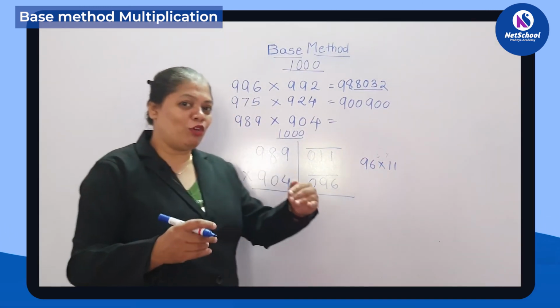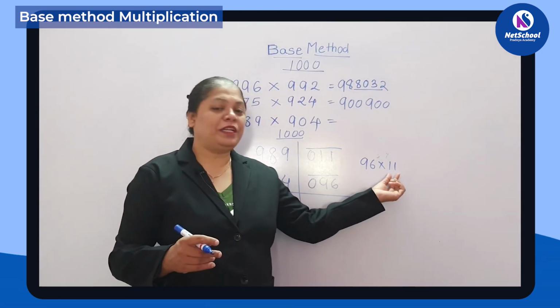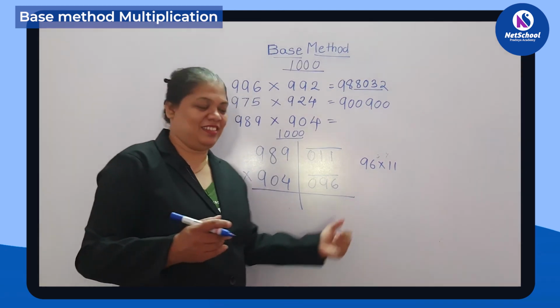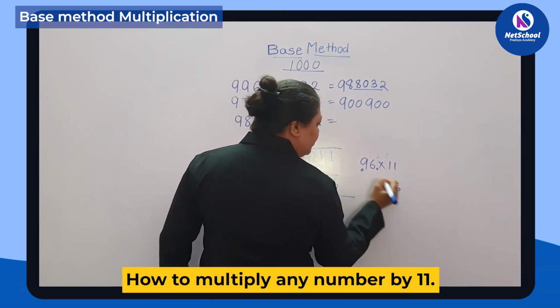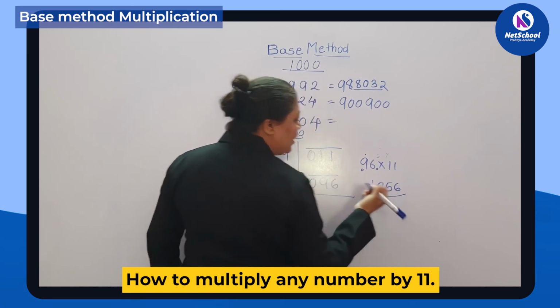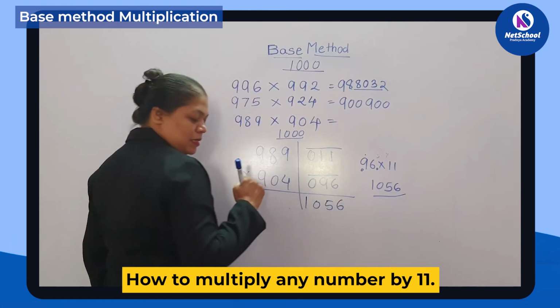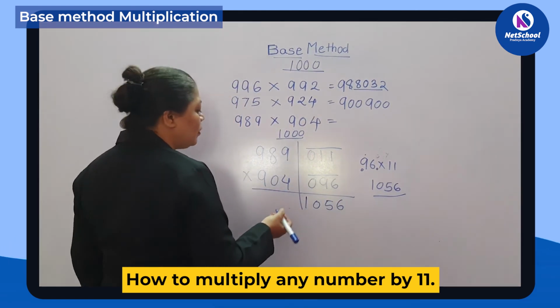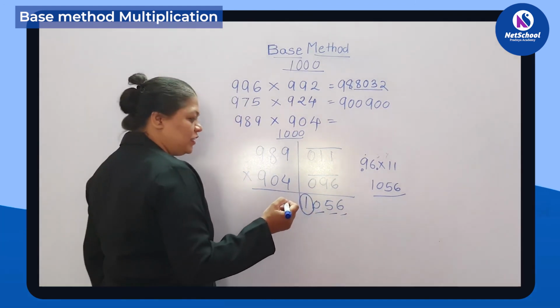Now our question is 96 into 11. There is one more video in which I have explained how to multiply an n-digit number by 11, and that is so simple. I will apply that and I will get my answer. It is 1056. But I want here only 3 digits, so this is the extra digit.